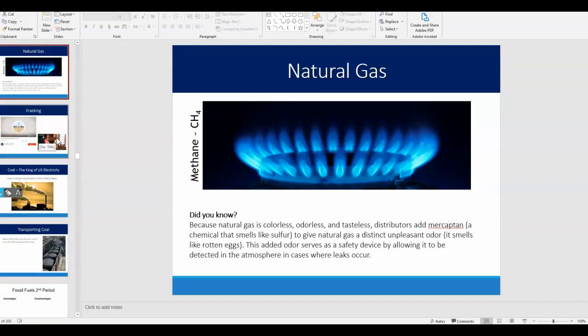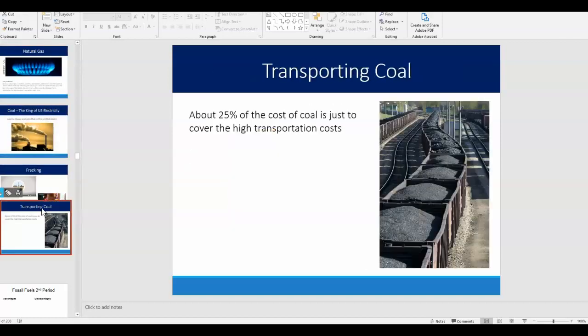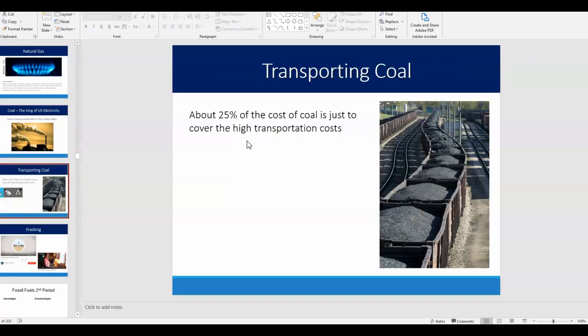And then just really briefly, I want to mention coal. We already talked about coal. We talked about the transportation requirements of coal. This is kind of a crazy fact that 25% of the cost of coal is just to cover the high transportation costs. Because each power plant has to have hundreds of tons of this shipped every day, hundreds of train cars just filled with coal, taking the coal to the power plant just to throw it in the furnace and burn it. And the cost to run those trains is like 25% of the cost right there.